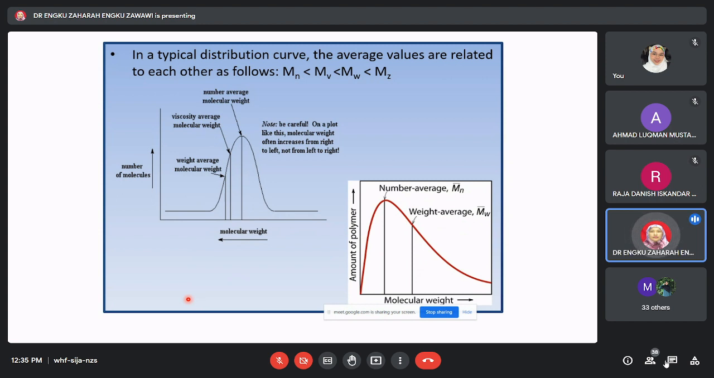So kenapa molecular weight penting? How does the molecular weight distribution penting? Because it affects the polymer properties. So normally a higher molecular weight akan increase, for example, tinggi molecular weight ni, a high molecular weight akan increase the impact resistance of the material.